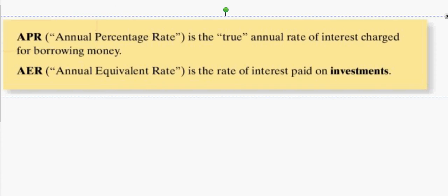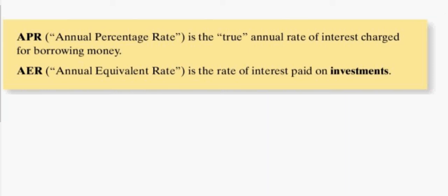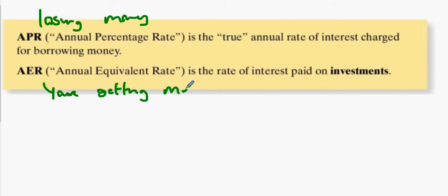APR, annual percentage rate, is the true annual rate of interest being charged for borrowing money. With APR, you're losing money. With AER, you're getting money. That is the only difference. In fact, you don't even need to know the difference. Each question will say AER or APR, and it'll say whether it's an investment or a loan. So it doesn't actually affect you in any way, shape, or form.